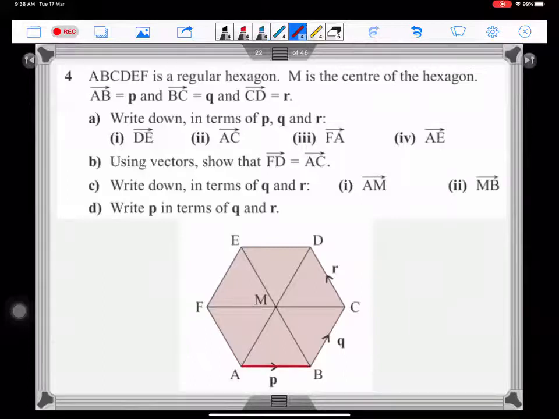Now let me first label what else could be P. Since it's a regular hexagon, all the 6 sides are equal. So lengthwise, AB, BC, CD, DE, EF, and FA, they all are equal. Now another issue. Angles at a point add up to 360 degrees. So if this is 360, therefore each angle is 60.